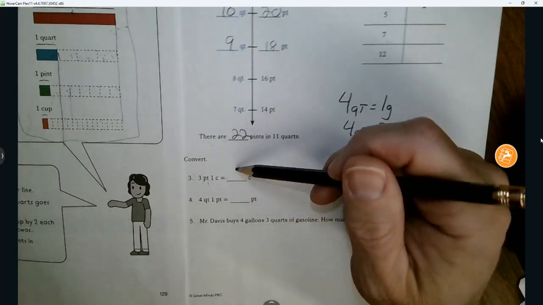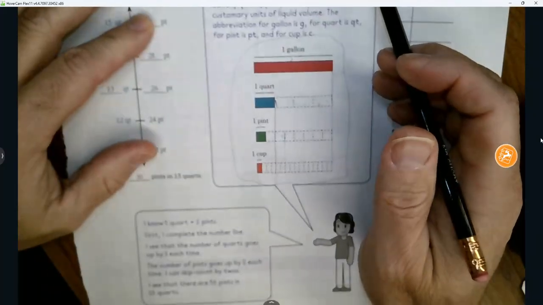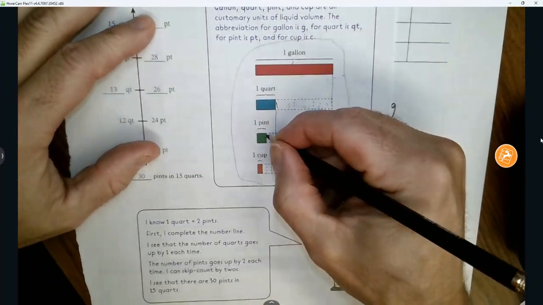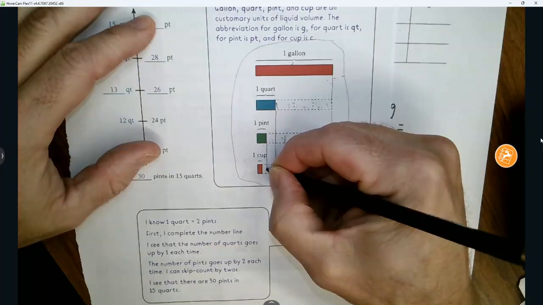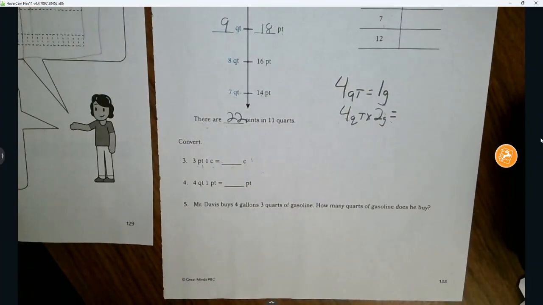Sorry, how many cups are in a pint? I said that backwards. It didn't sound right. So I was looking. So how many cups are in a pint? Draw this line straight down. We have 2 cups and 1 pint. Okay. So we have 3 pints. So how many cups is that?